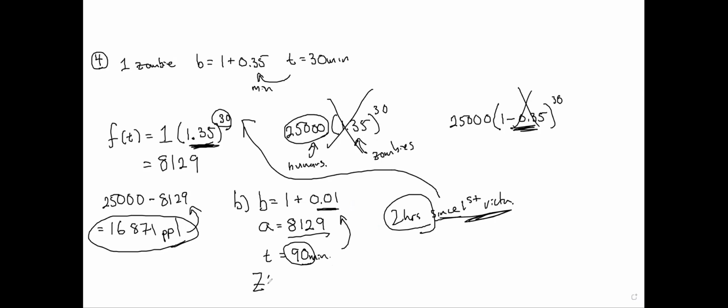So my total number of zombies based on time is 8,129. My growth rate is now very low, but that happened for another 90 minutes. That brings us to approximately 19,905 zombies. So how many people are alive? You subtract 25,000 minus 19,905. You have about 5,095 people still alive.